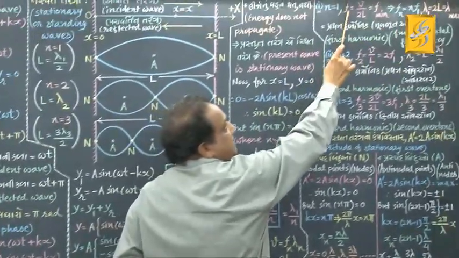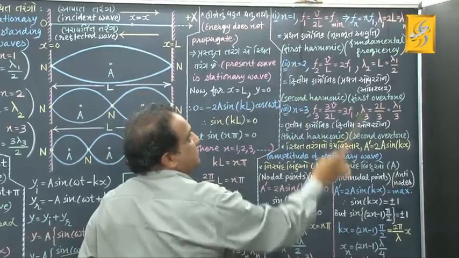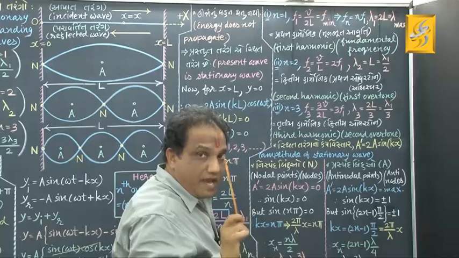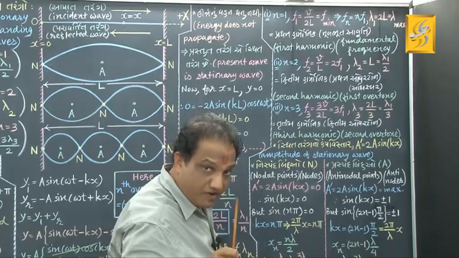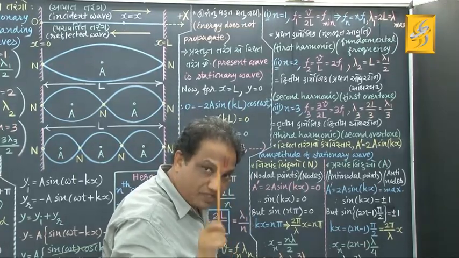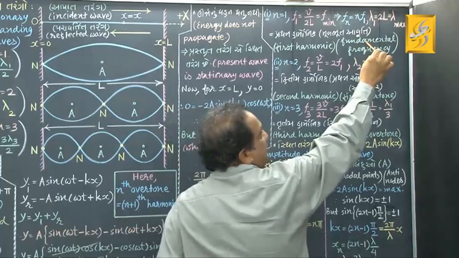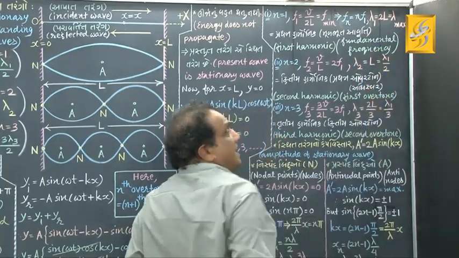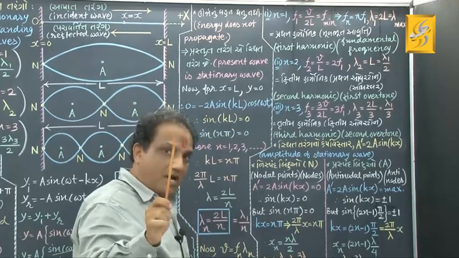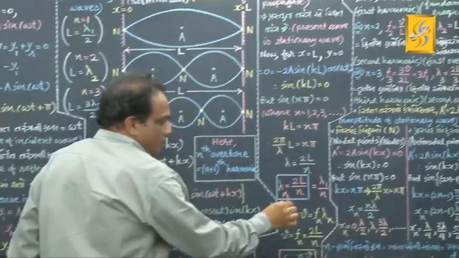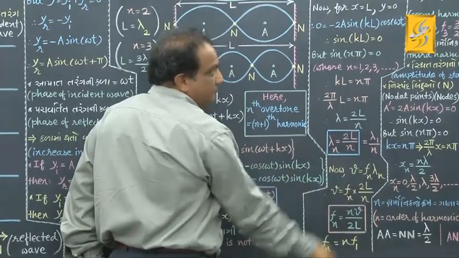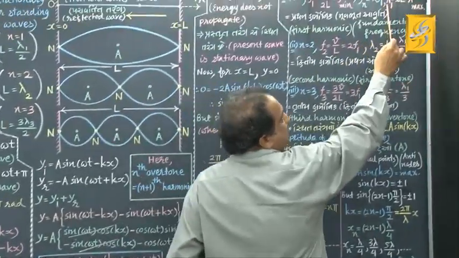This F1 is known as the first harmonic. And that is the minimum frequency. That minimum frequency is also known as the fundamental frequency. Fine. At that time, what is the value of lambda? I am showing you. Put n equal to 1 here and here also. So lambda 1 equals 2 into L.